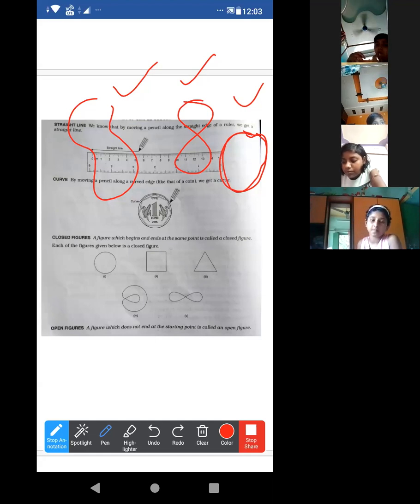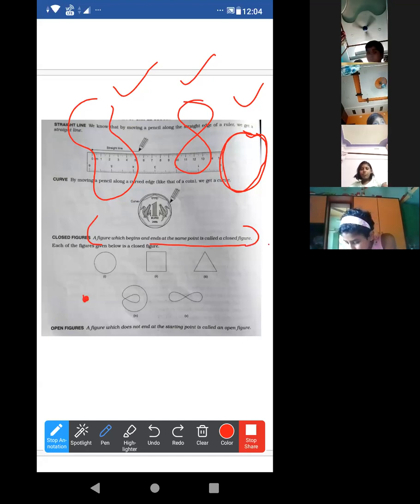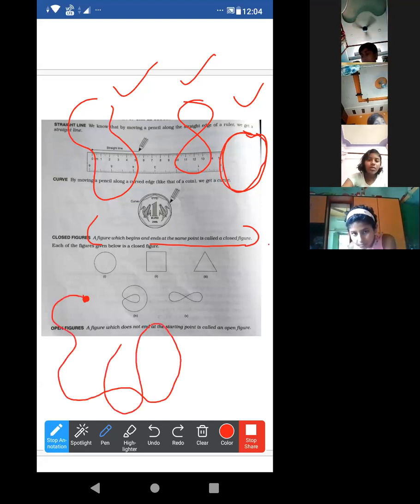Done? Now, closed curve, write this one. A figure that begins and ends at the same point is called a closed curve. That means what? Suppose we have started to draw from this point. After doing this, suppose we have to stop over there. That means there will be no gap. Look, we have started here and we have ended here also.